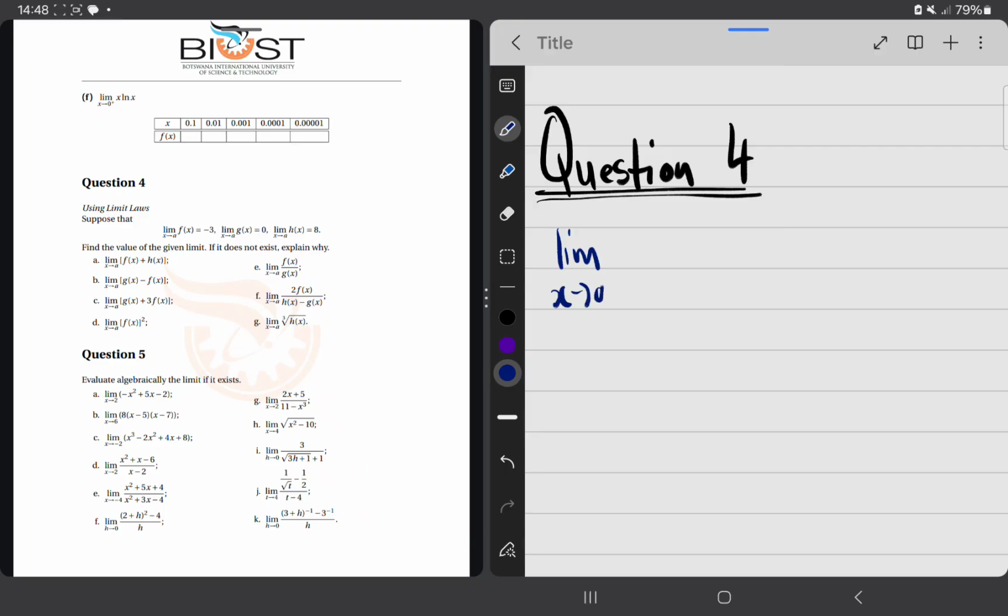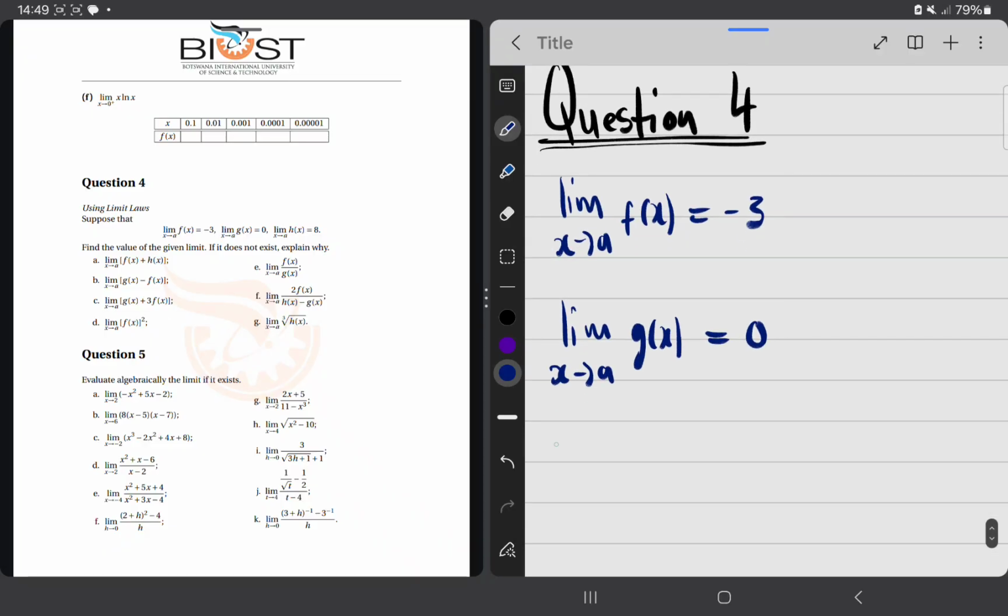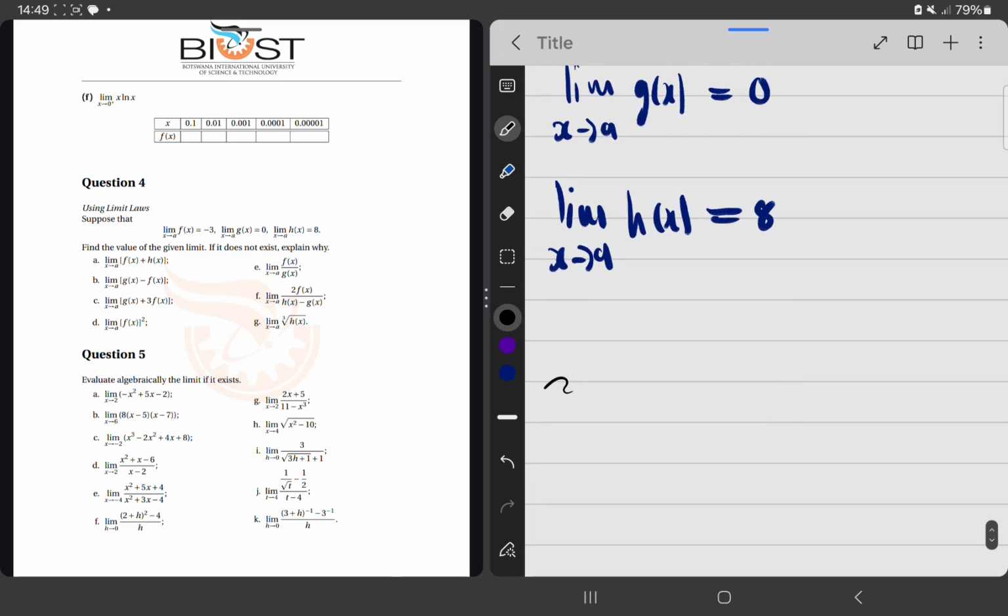The limit as x approaches a of f of x is -3, and they've given us another one: the limit as x approaches a of g of x is 0, and the last one is that the limit as x approaches a of h of x is equal to 8. So we have these 3 limits that we know already. Now we are supposed to use that and the limit laws to solve this.